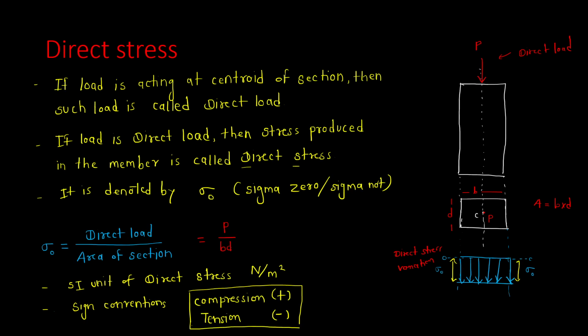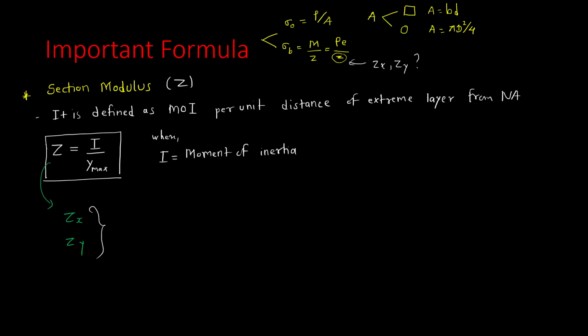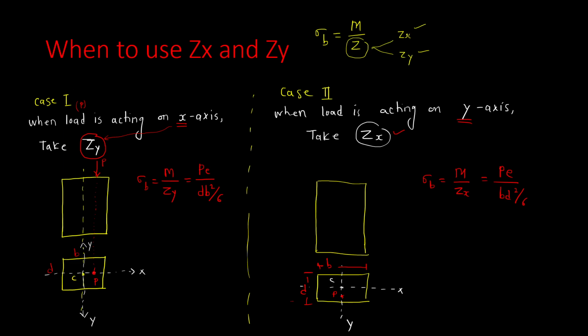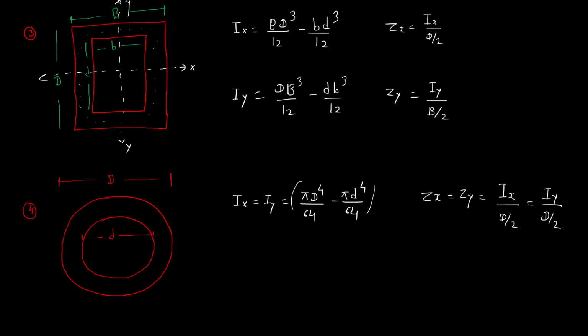How to find the direct stress? Direct stress is equal to P divided by A, that is, load divided by area. Bending stress can be calculated by M divided by Z, where M is equal to force into eccentricity and Z is the section modulus. We have also seen when to take Zx and when to take Zy. So first you identify the location of the load. If the load is present on the x-axis, then take Zy. If the load is present on the y-axis, take Zx. The Zx and Zy calculations have been summarized here, with all the moment of inertia formulas and the Zx and Zy.